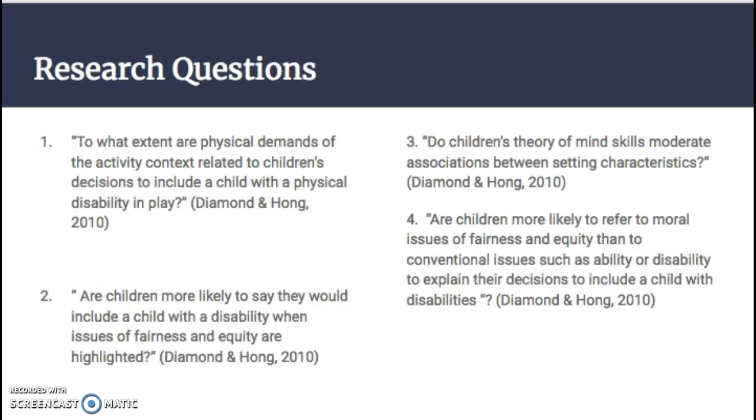The questions were: To what extent are the physical demands of the activity context related to children's decisions to include a child with a physical disability in play? Are children more likely to say they would include a child with a disability when issues of fairness and equity are highlighted? Do children's theory of mind skills moderate associations between setting characteristics? Are children more likely to refer to moral issues of fairness and equity than to conventional issues such as ability or disability to explain their decisions to include a child with disabilities?